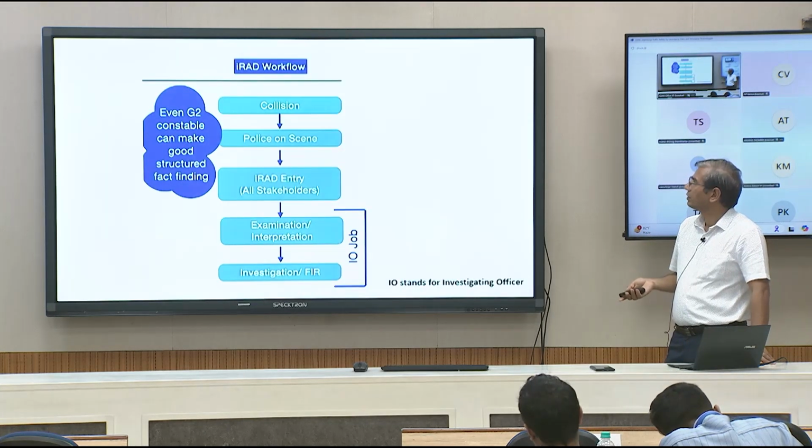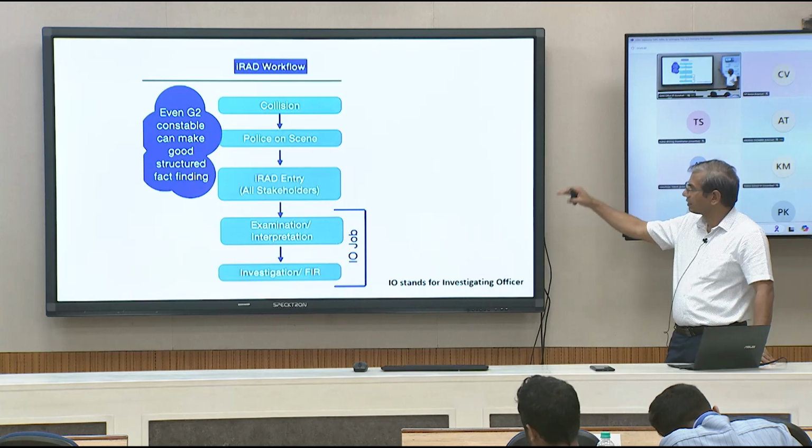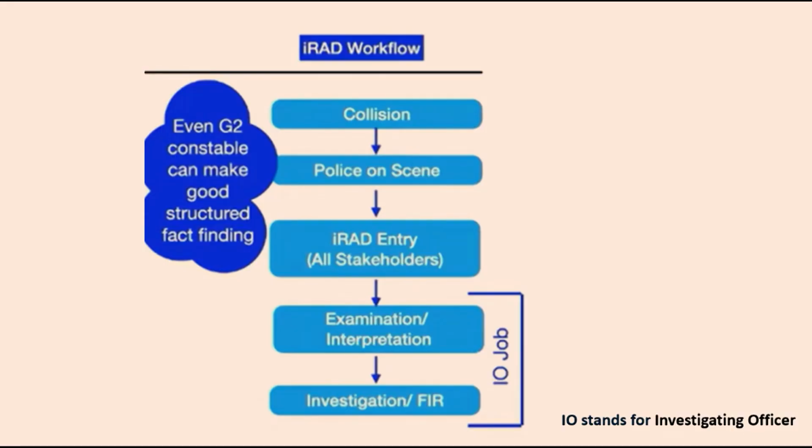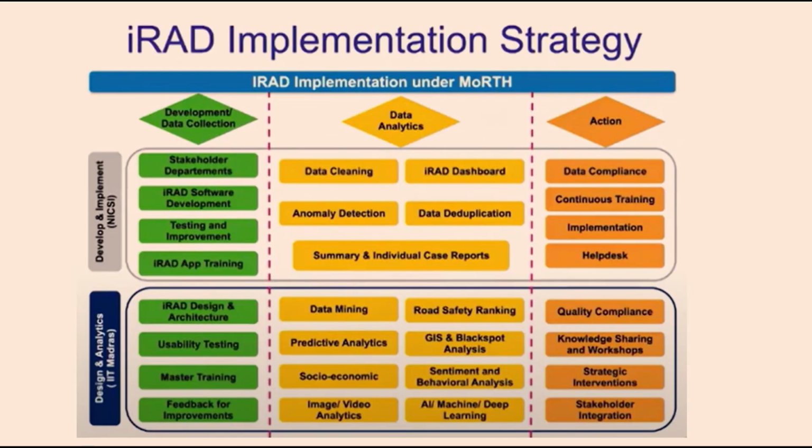Okay. So, this is just one flow chart of how this data gets collected, which we had already discussed. These are the different parts: data collection, data analytics, then action, the subsequent action after the data gets generated.